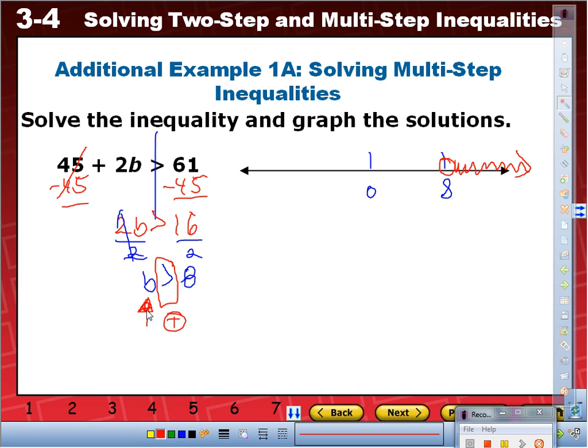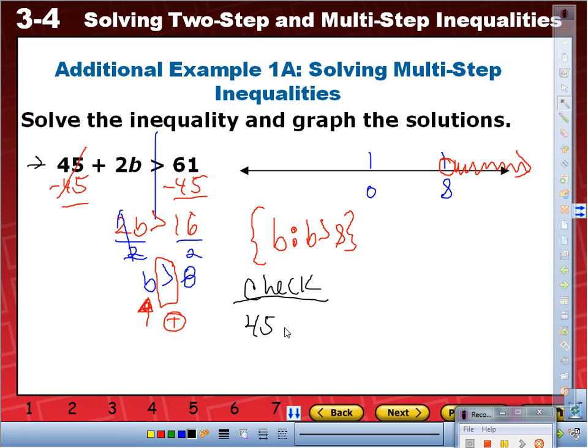Yeah, we need to do the solution set, right? So let's do the solution set. Solution set: all b numbers such that b is greater than 8. Okay, so we're done up to there. Now let's check to make sure we got it. Check. All right, I write my original inequality, which is this one up here, 45 plus 2, and instead of a variable, what do I use? A parenthesis, greater than 61.